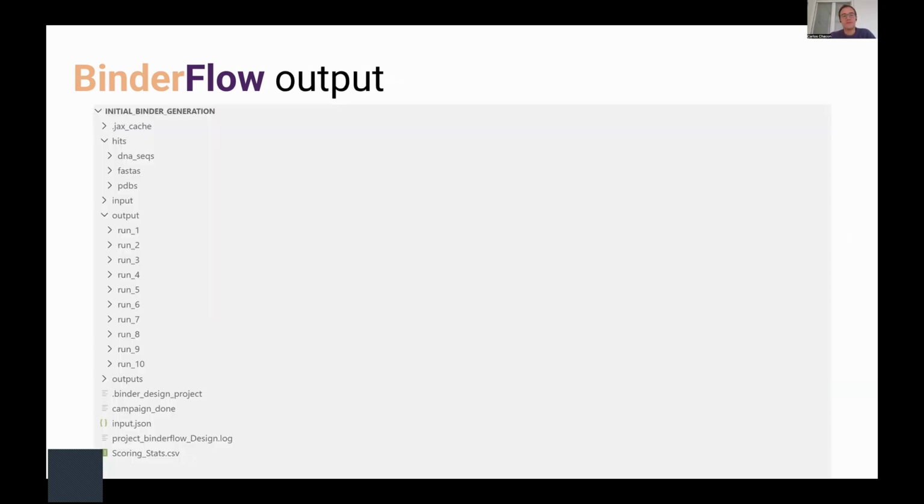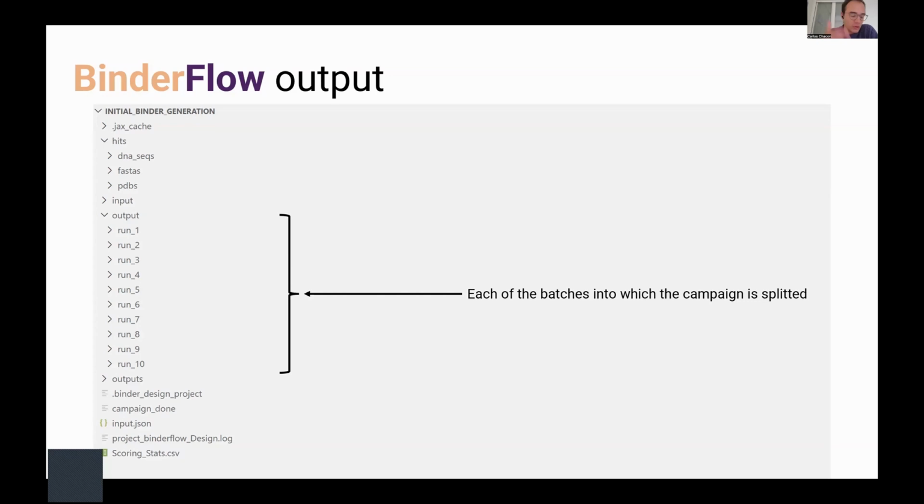So once you have sent a job and it's been running for a while, you will end up with a directory looking like this. And the most important files and folders are the output folder, inside which is each of the batches into which the campaign is split, which I call run K.